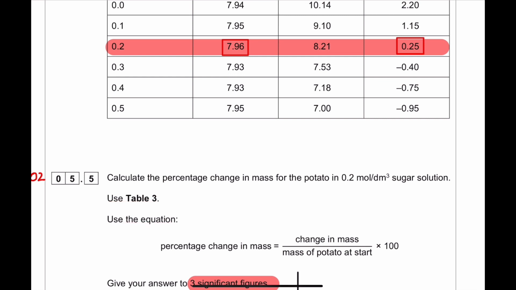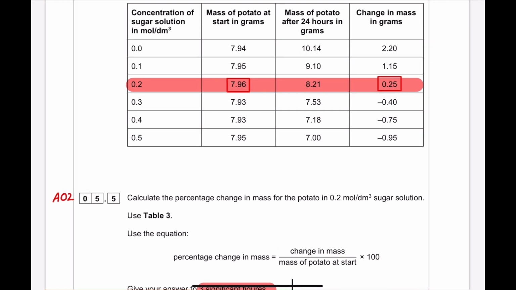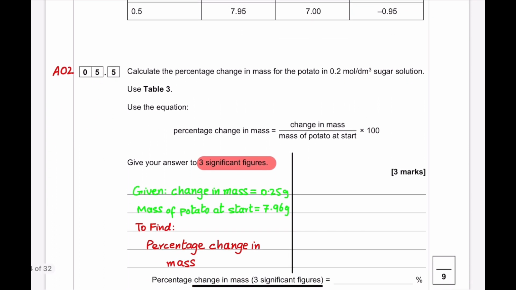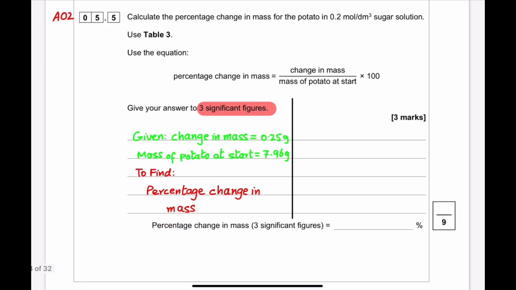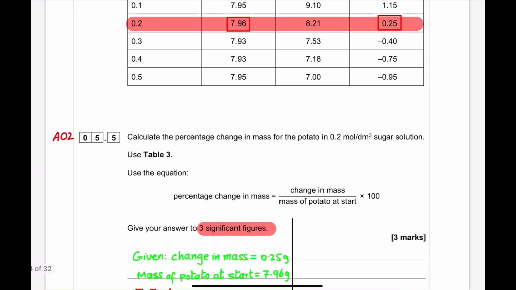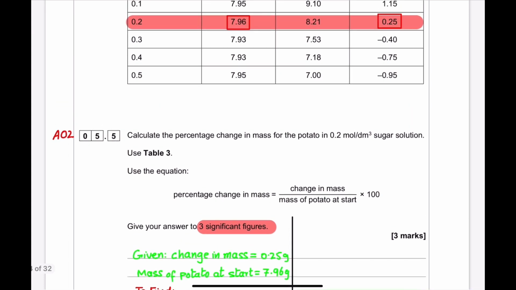Percentage change in mass is equal to change in mass over our mass of potato at the start, multiplied by 100. If we go back in our table, for 0.2 mole per dm cube, I need to use this row. Let's see what is given. Your answer must be up to 3 significant figures. So given is change in mass is 0.25, which is already given here. And the initial mass of the potato is 7.96 grams.